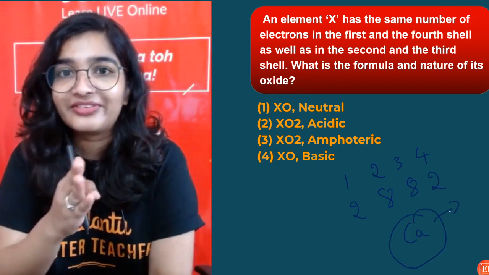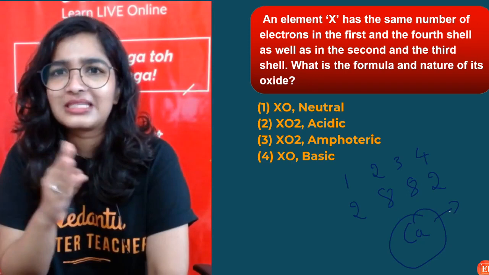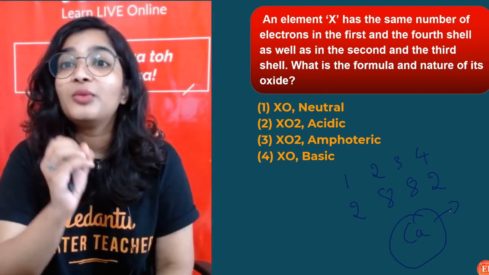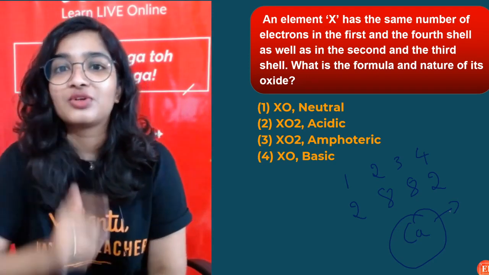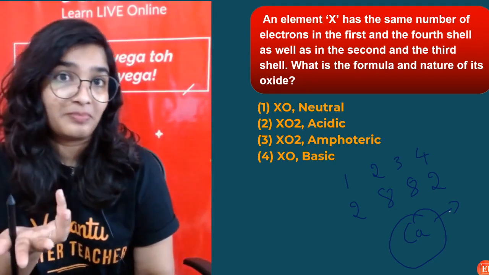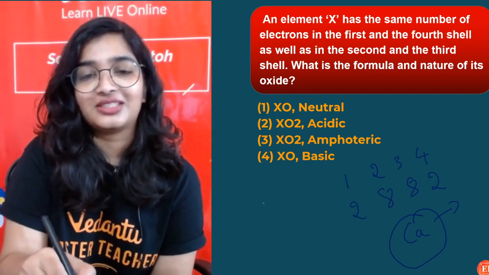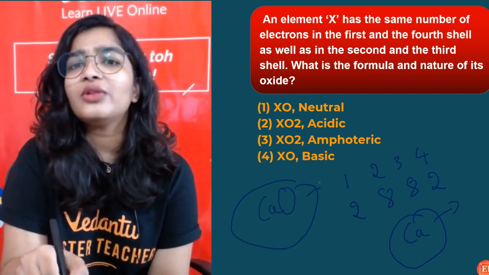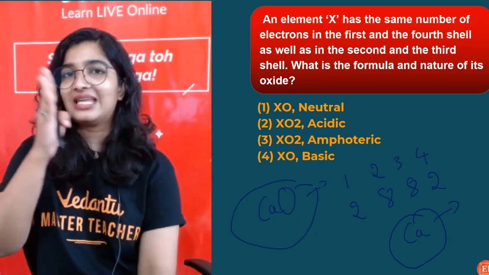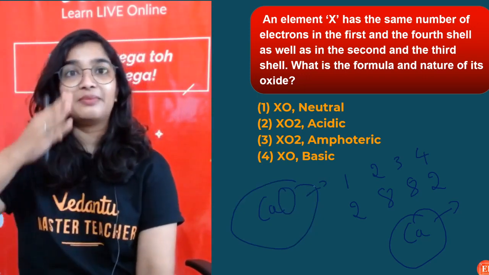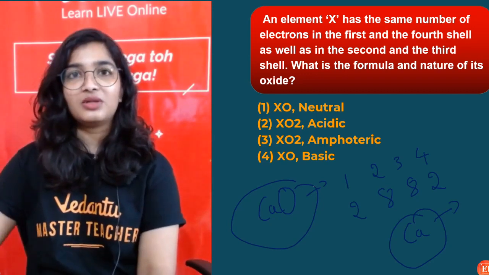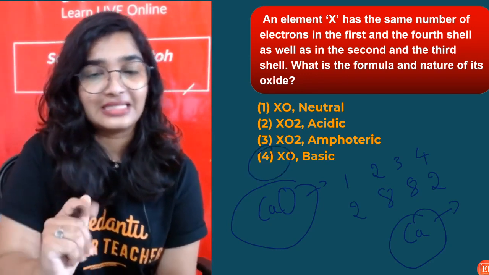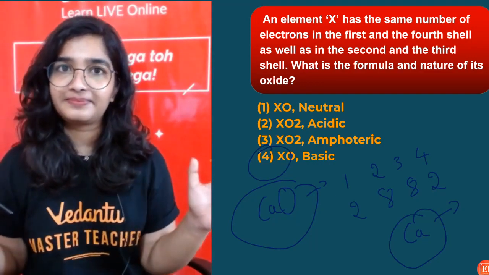So, okay, let's complete the question first. What is the formula and nature of its oxide? What is the formula of calcium oxide? CaO. So XO. But is it neutral? We know that metal oxides are basic in nature, right? Once they dissolve in water, they form strong alkali. So it has to be XO, basic. You got it? How we did it?